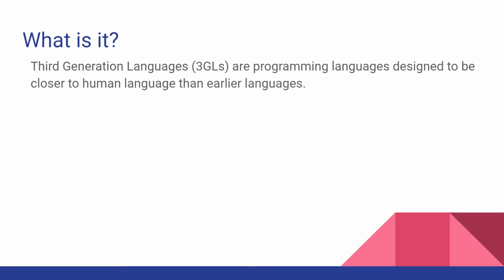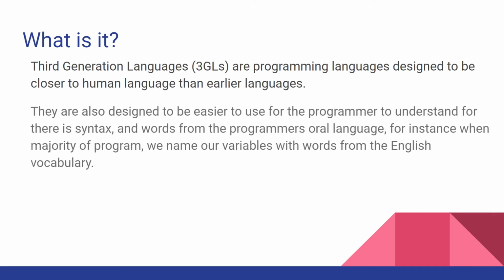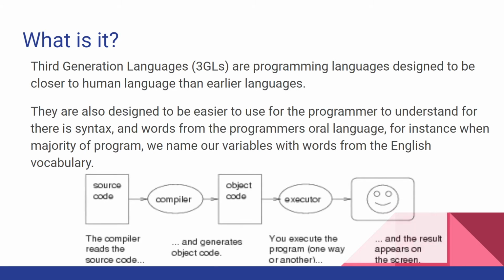Third generation languages are designed to be close to human language, in such a way as they should be easier to code with. They're designed to be easy for coders and programmers to understand because of the syntax. And words from the program should form basically an oral language. For example, in the majority of programs, we name our variables with words from an English vocabulary. By the way, if you're coding in Spanish or German or Italian, you can create syntax that is in Spanish, German or Italian. That's another advantage. They're not specifically English-based, which is good.